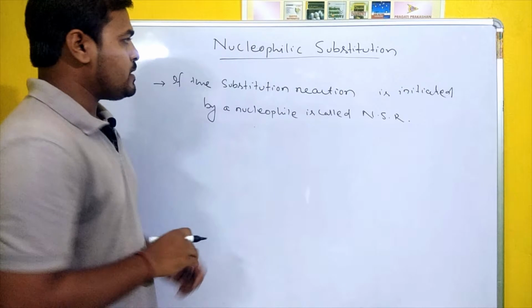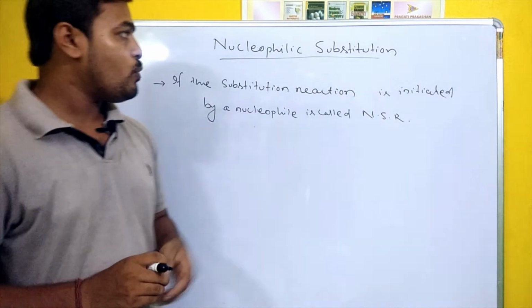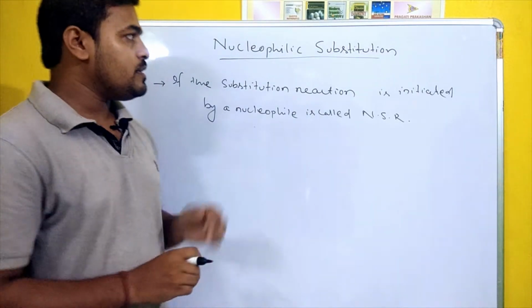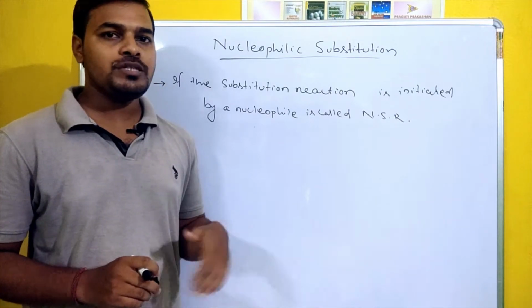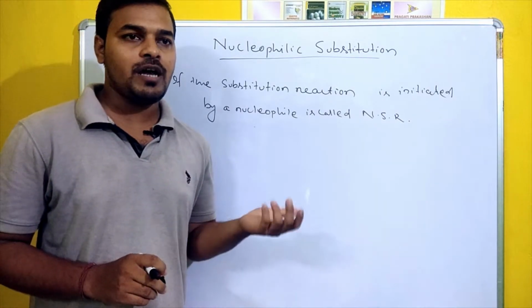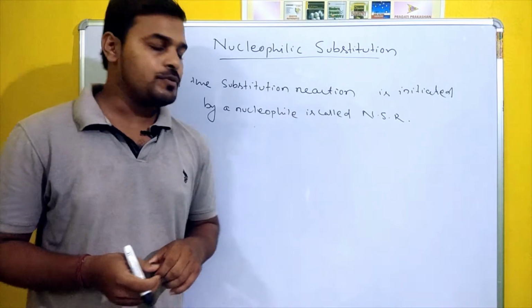So then the first question arises. What is a nucleophile? A nucleophile is an ion or a molecule which donates a pair of electrons to the carbon and makes a bond with the carbon.